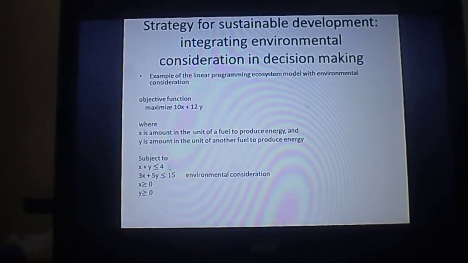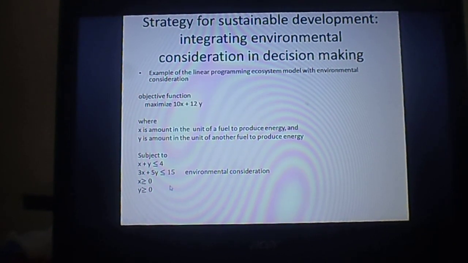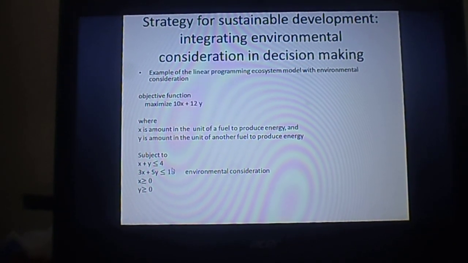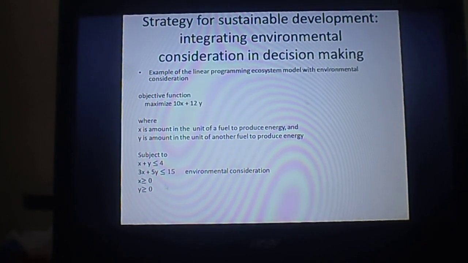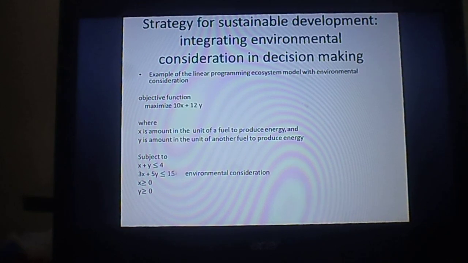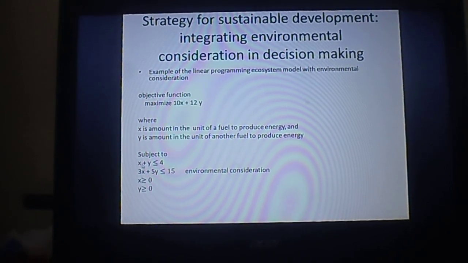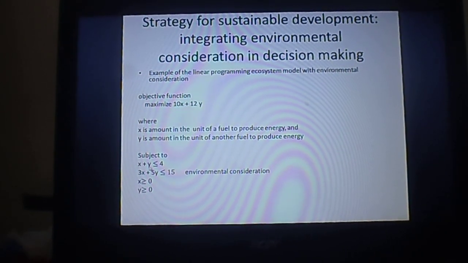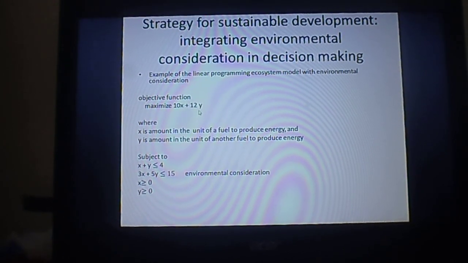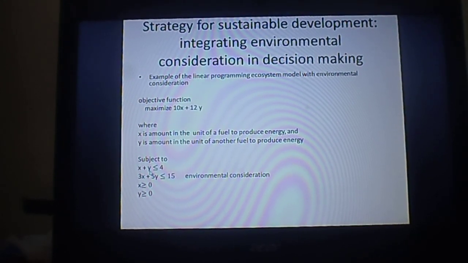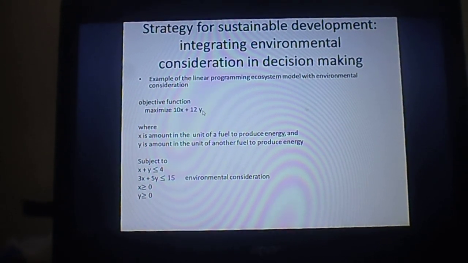Consider the system of inequalities which includes the environmental consideration. When the system is solved, a value x and a value y will maximize 10x plus 12y. That value x and value y are 5 over 2 and 3 over 2 respectively.